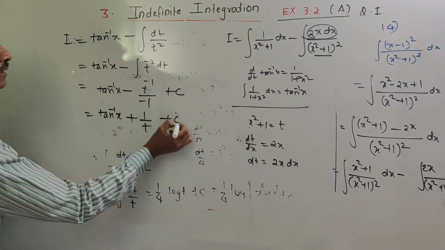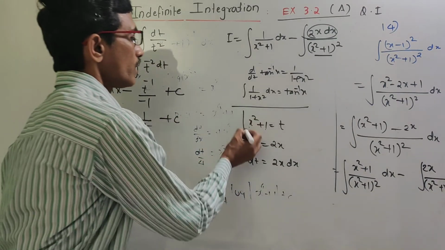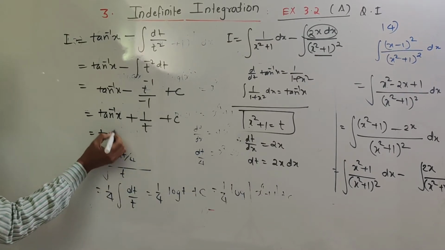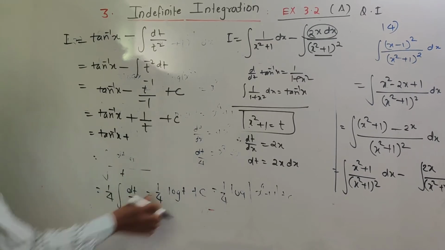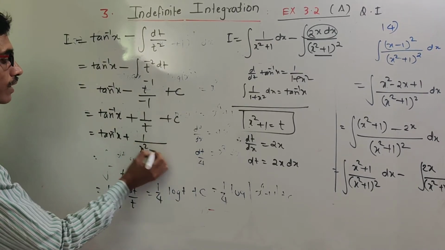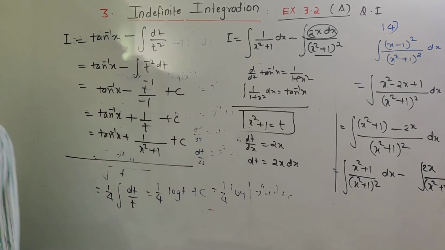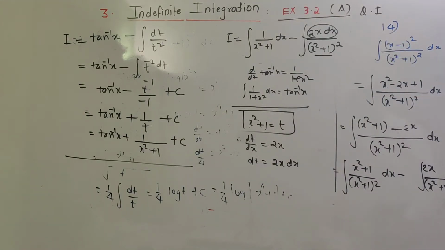This will be plus tan inverse of x plus 1 by t plus c, but t is equal to what here, t is equal to x square plus 1, so this will be tan inverse of x plus 1 by t. 1 by t means what, 1 upon x square plus 1 plus c. This completes the answer: tan inverse of x plus 1 upon x square plus 1 plus c.